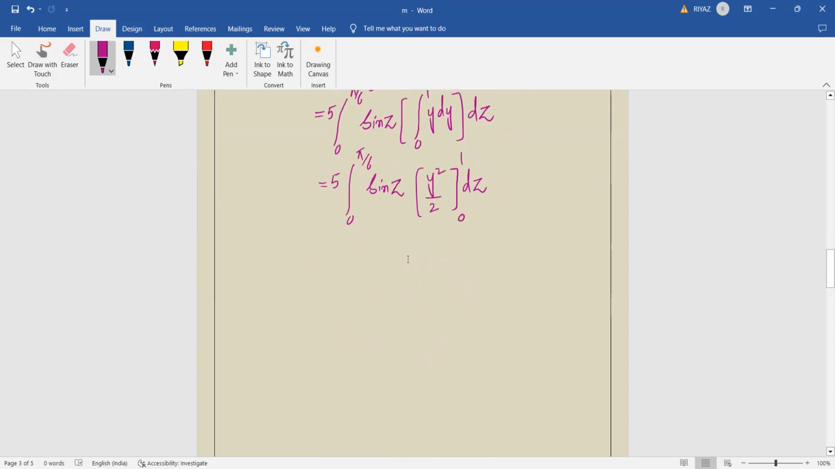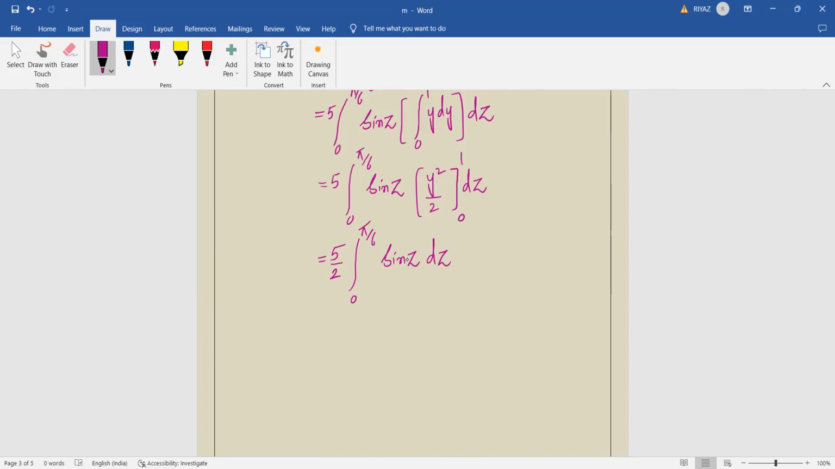So when I'm substituting the limit, what is the answer? Upper limit means 1 square by 2, so 1 by 2, and lower limit is 0. I want to take the constant outside at the same time, so 5 by 2 will be out. 0 to pi by 6, sin z dz. Clear? This term already has the limit substituted.